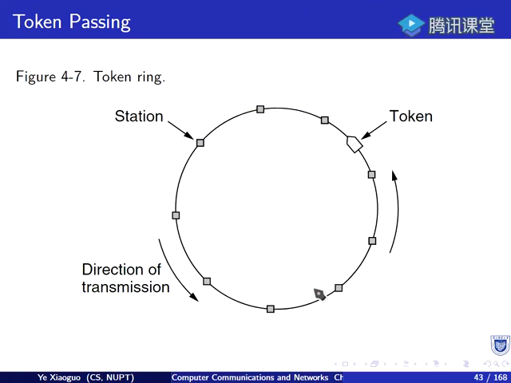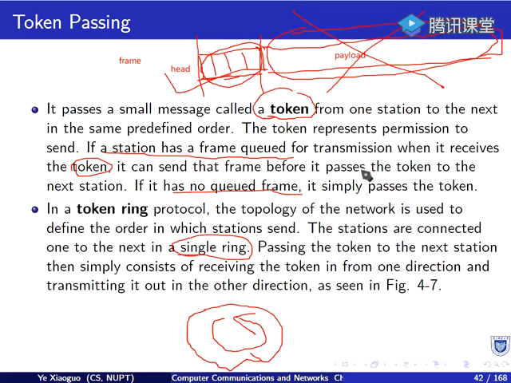Like this. It looks like this. It's a token ring. This is a station. Directions of transmission. This is a token. So with token passing, there's no contention.